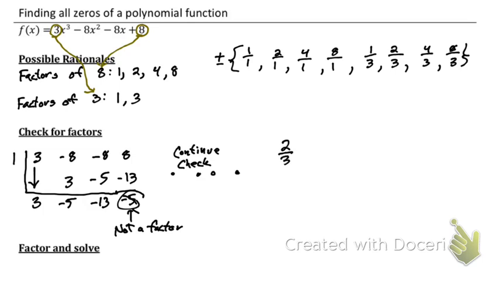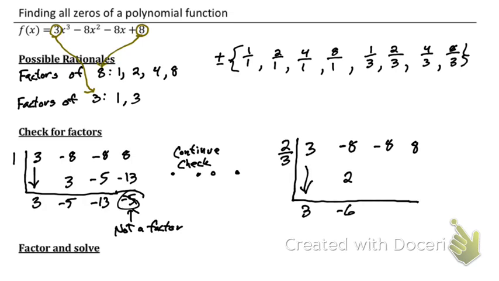You should check it on paper, especially if you're pretty confident, because you are actually factoring it out then. All right, so we are doing 3, negative 8, negative 8, and 8. Carry down that 3. 3 times 2/3 is 6/3, which is 2. Then we have negative 6. Negative 6 times 2/3 is negative 12/3, which is a negative 4. Negative 4 times 2/3. Oh, I'm sorry, negative 12. Negative 12 times 2/3 is negative 24 divided by 3, which is a negative 8. 8 minus 8 is 0.